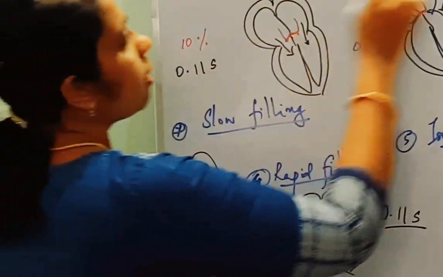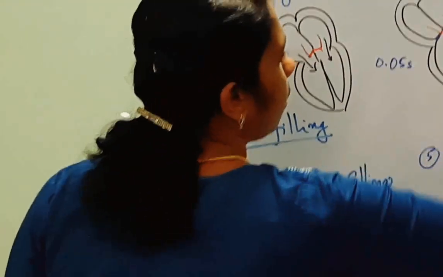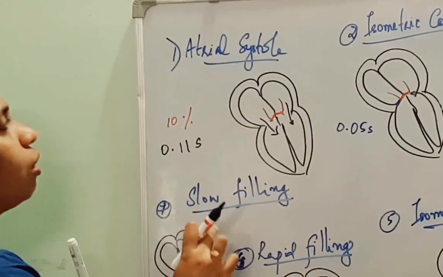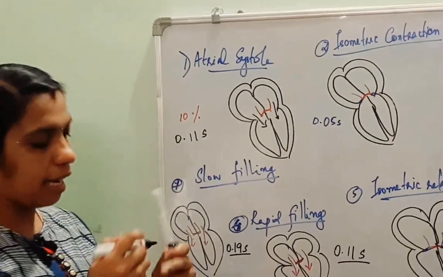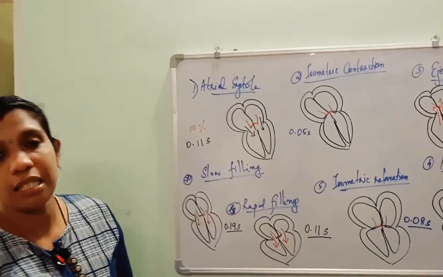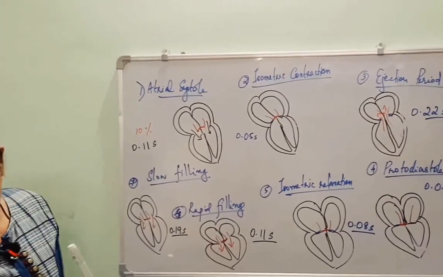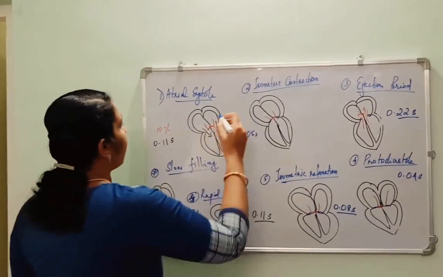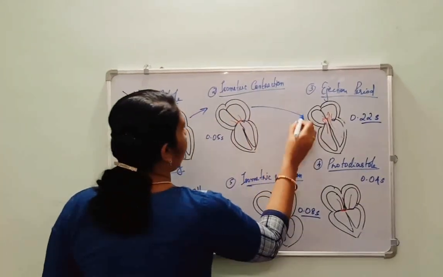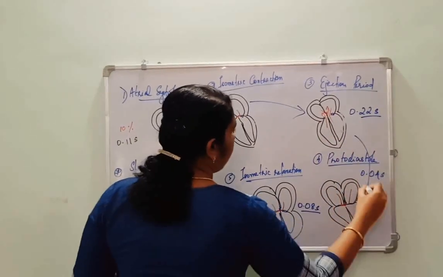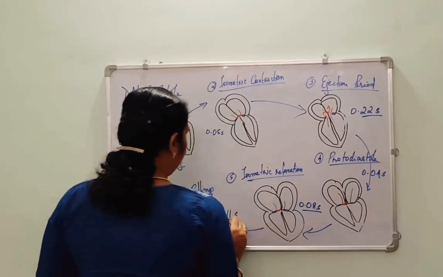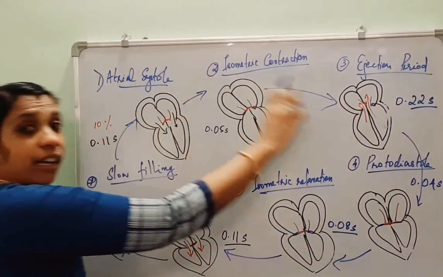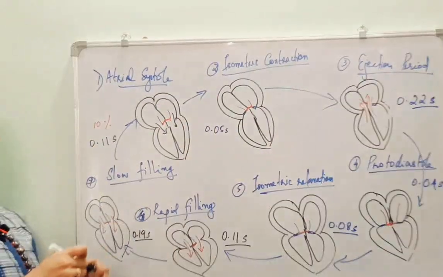So, first is atrial systole, isometric contraction, ejection period, protodiastole, isometric relaxation, rapid filling, slow filling, followed by atrial systole. So, these are the 7 steps which mark the cardiac cycle. So, this is a cyclical event, is it not? Like this, it is happening during every heartbeat. So, this is like a cycle, it repeats again and again. So, it is known as cardiac cycle.